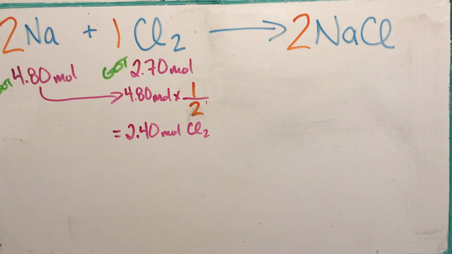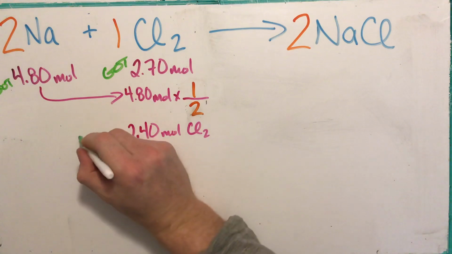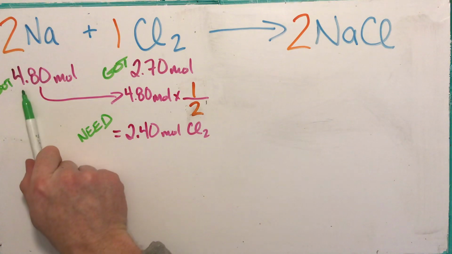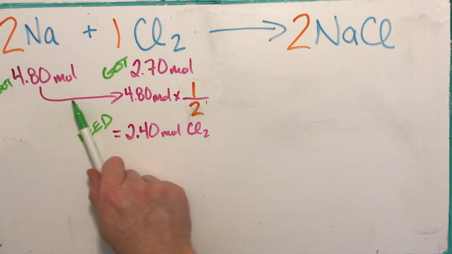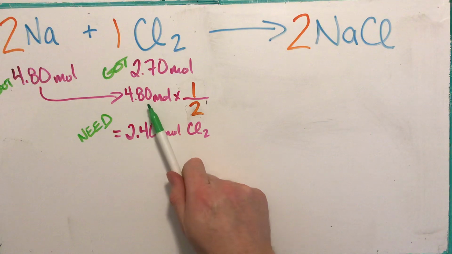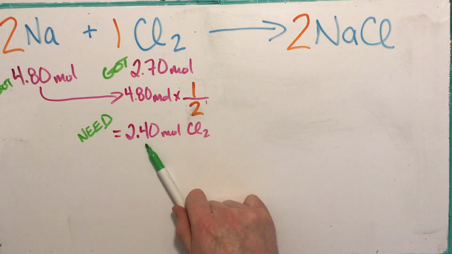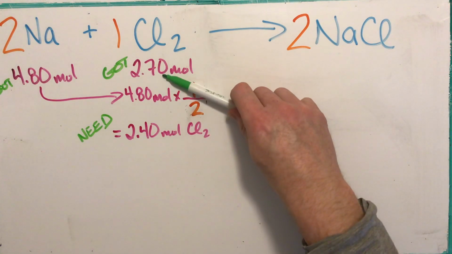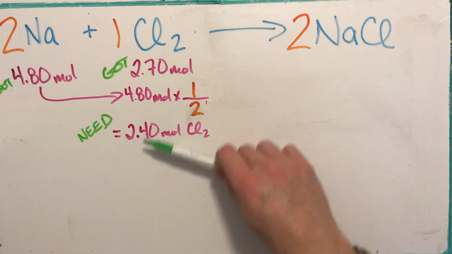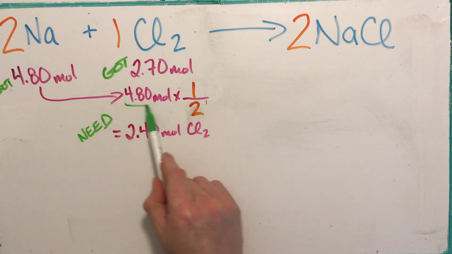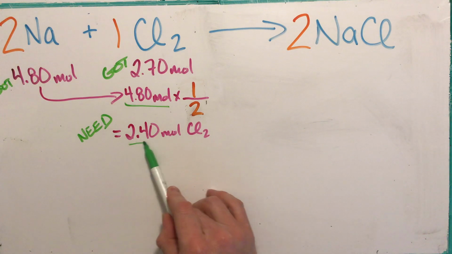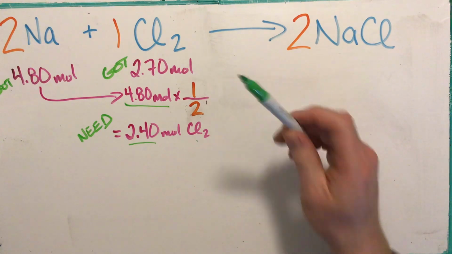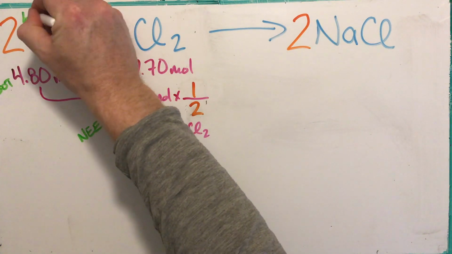So this is what I need. If I'm going to burn off all 4.8 moles of this sodium, I need 2.4 moles. I need 2.4 moles. Well, how much chlorine do I got? I got 2.7. I got more than that. So I can burn off all 4.8, and I'll only need 2.4 moles of chlorine. I have more than 2.4 moles. That means that my sodium is my limiting reagent.